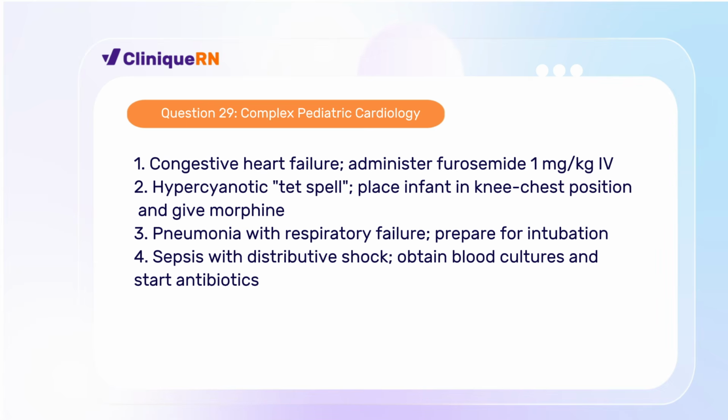1. Congestive heart failure. Administer furosemide 1 mg per kilogram intravenously. 2. Hypercyanotic TET spell. Place infant in knee-chest position and give morphine. 3. Pneumonia with respiratory failure. Prepare for intubation. 4. Sepsis with distributive shock. Obtain blood cultures and start antibiotics.